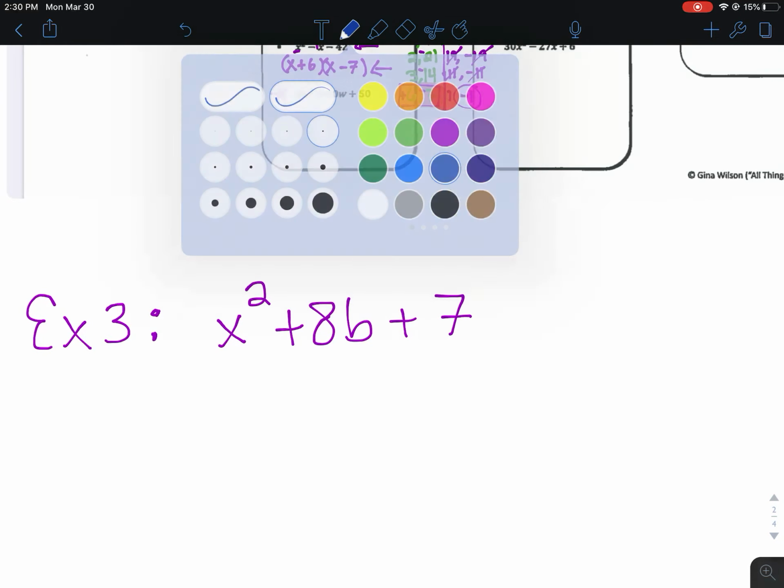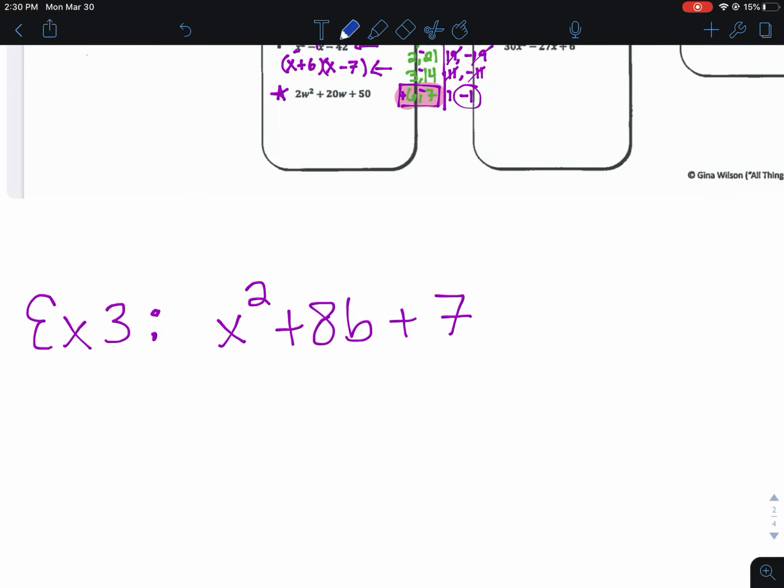All right, so here is another example. X squared plus 8, oops, not b. If it was really a b, then we wouldn't be able to do it. It has to be the same variable. X squared plus 8x plus 7. There's no greatest common factor. That's normally what I look for.